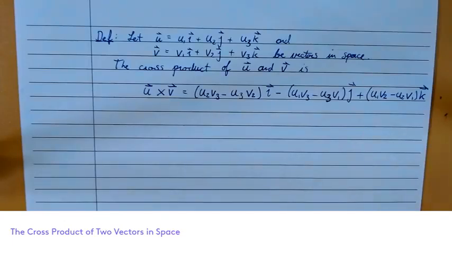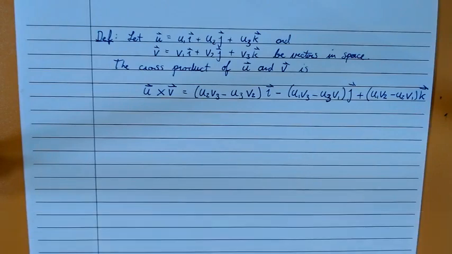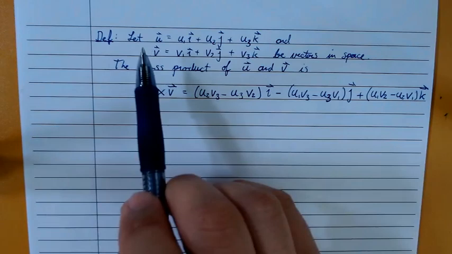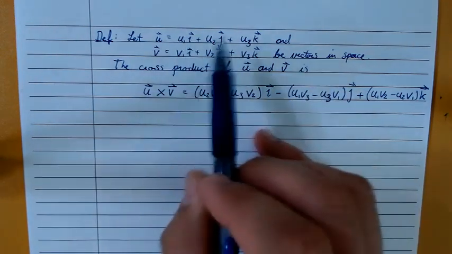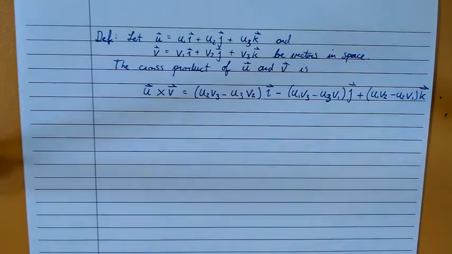Let's take a look now at the concept of the cross product. One thing to note is that the cross product is only defined in 3 dimensions. We will not be looking at a cross product in the plane where it's not defined. So here we start with a definition. Again, these are 2 vectors in space. We do not define the cross product in the plane.